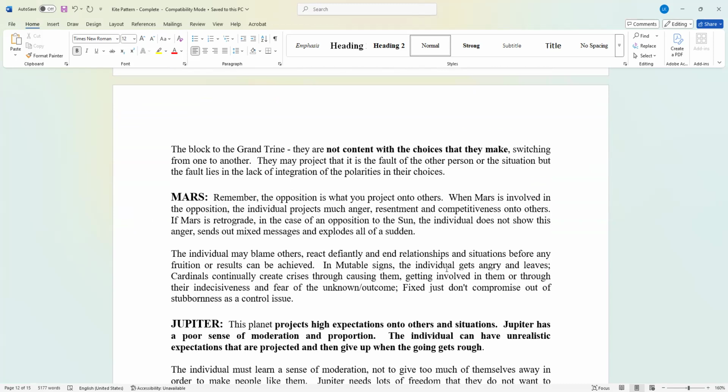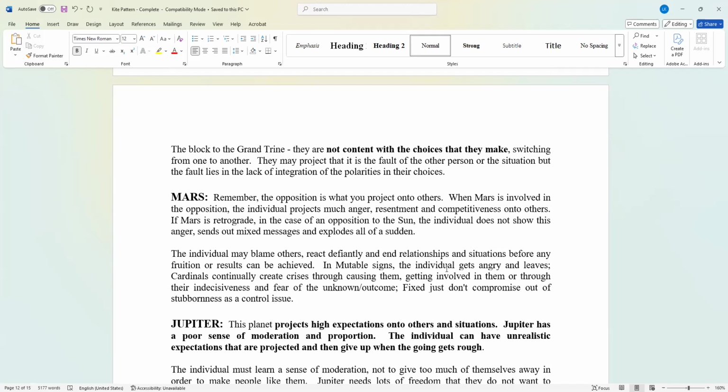Usually, if Mars is retrograde as the opposing planet, it's going to be opposite the sun. And so the individual does not show anger, sends out mixed messages, and explodes all of a sudden. If you go to natal retrogrades on my website, you'll get a lot of information about natal retrogrades. And Mars and Uranus retrograde tend to operate very similarly. They tend to bottle up, and then all of a sudden explode. And it seems to come out of nowhere, and people don't know where this came from.